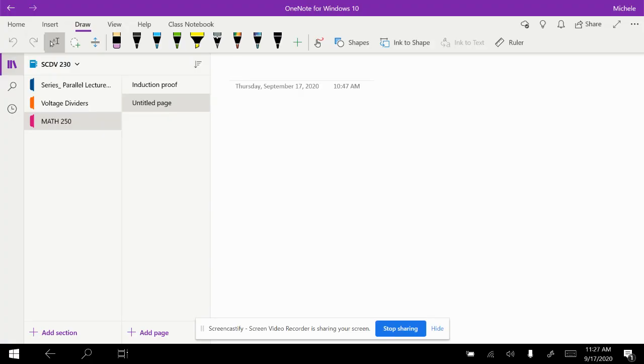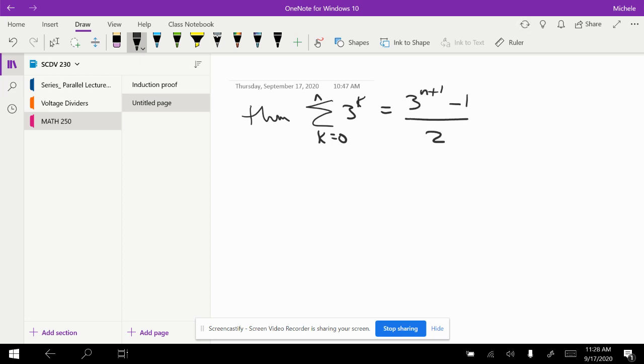Okay, so we're going to do another induction proof. And so our theorem is that the sum of k equals 0 to n of 3 to the k is equal to the closed form of (3 to the n plus 1, minus 1) over 2. And so this is for all n non-negative.